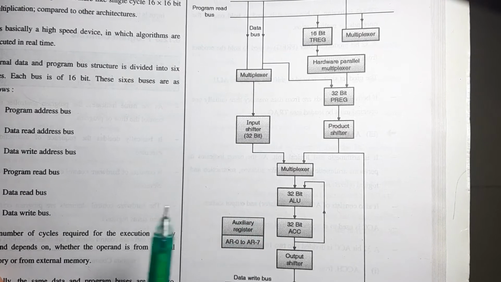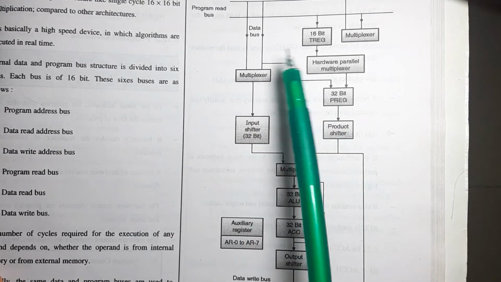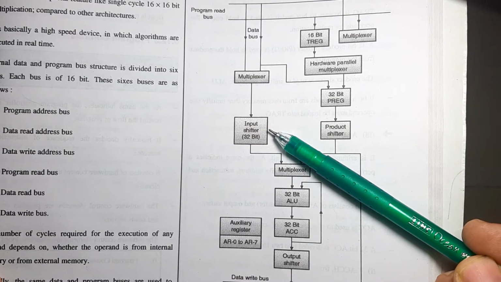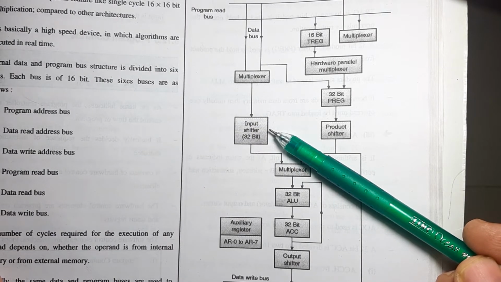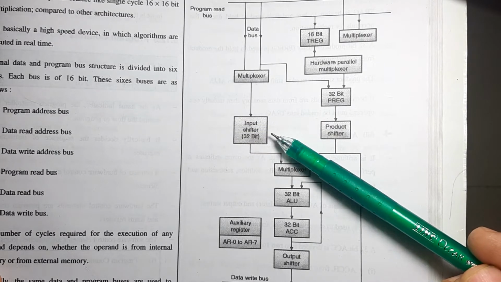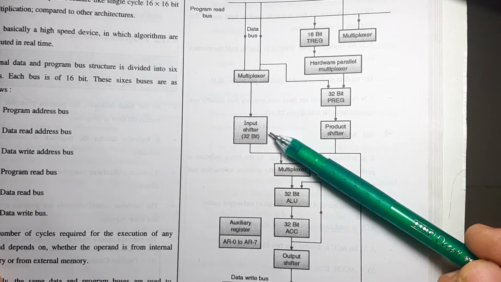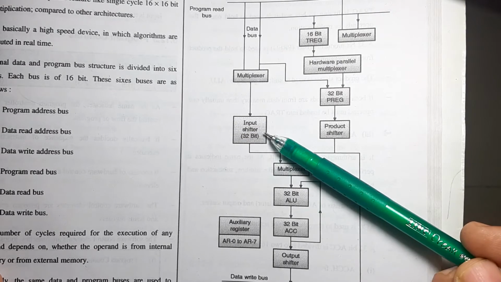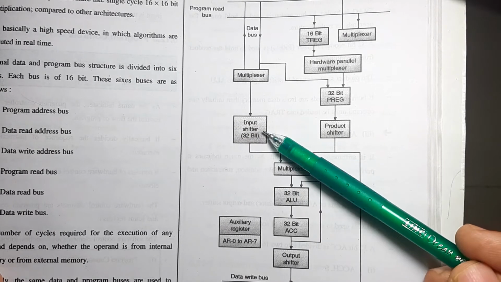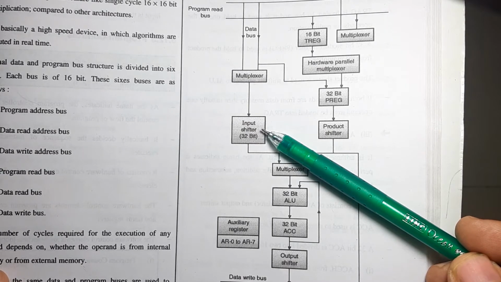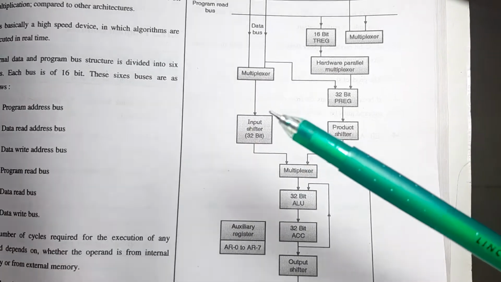Now first of all, the input shifter present over here is a 32-bit shifter and it is used to provide a left shift of 0 to 16 bits. For 16-bit input data, the shift count can be read from the 4 LSBs of the temporary register, that is TREG, which is not mentioned over here. It is inbuilt in the input shifter. A shift count can also be read by using a constant in the instruction word.